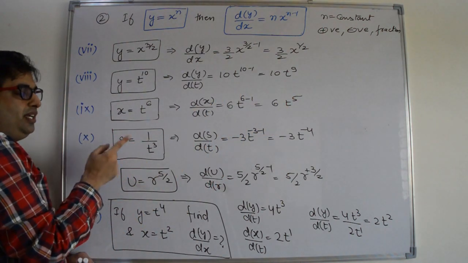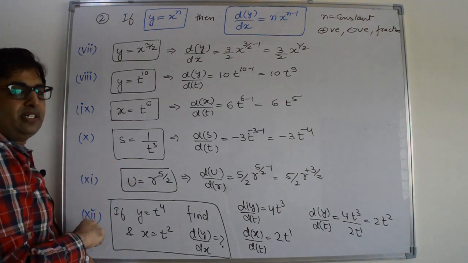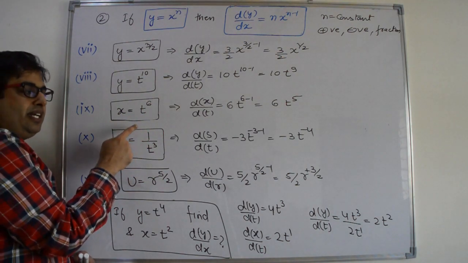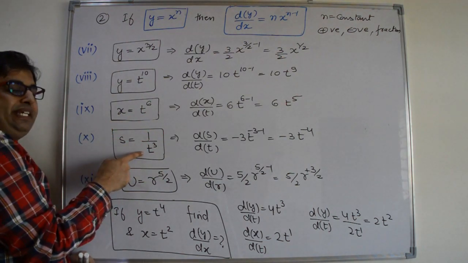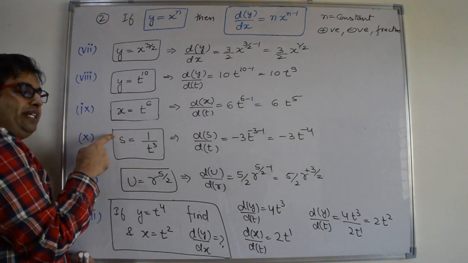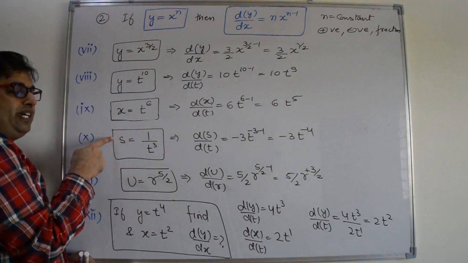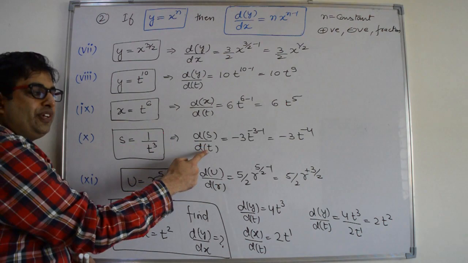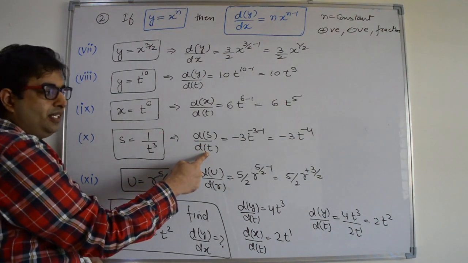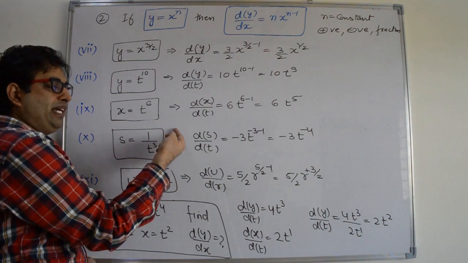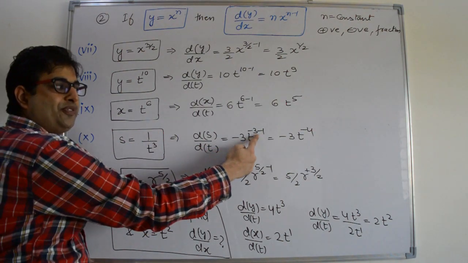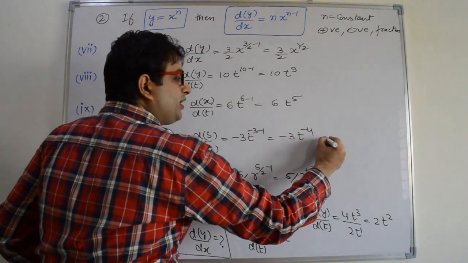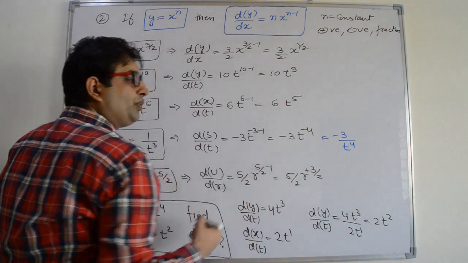Next relation is between s and t. T is in the denominator, so move it to the numerator. It becomes t power minus 3. Now we will calculate ds by dt, because we are differentiating s. It depends on t, so we are calculating with respect to t. Got it? So t power minus 3 will come in multiplication, and you have to subtract 1. It becomes minus 3 t power minus 4, or minus 3 over t power 4. Right?